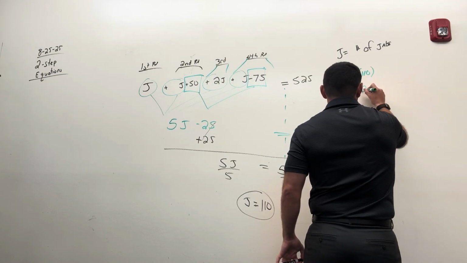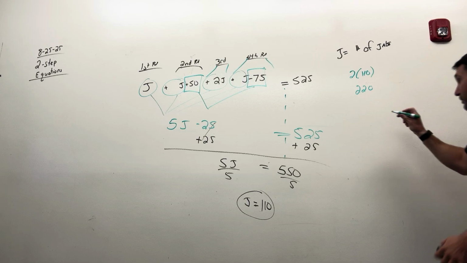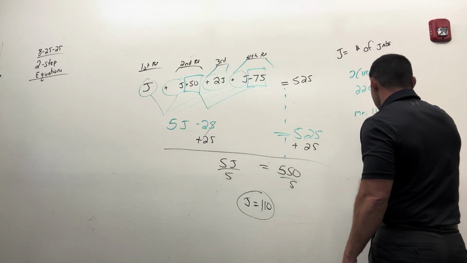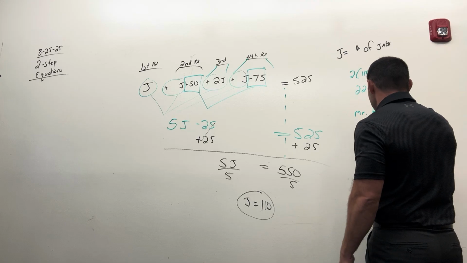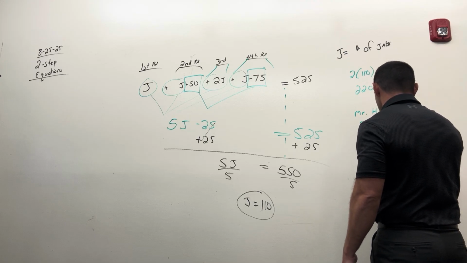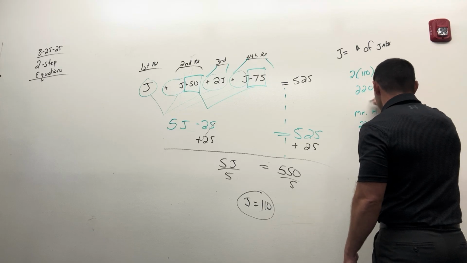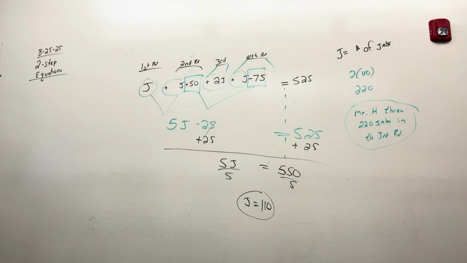which is 220. So now I can be specific. Mr. H threw 220 jabs in the third round. Questions? Go ahead and get your homework out.